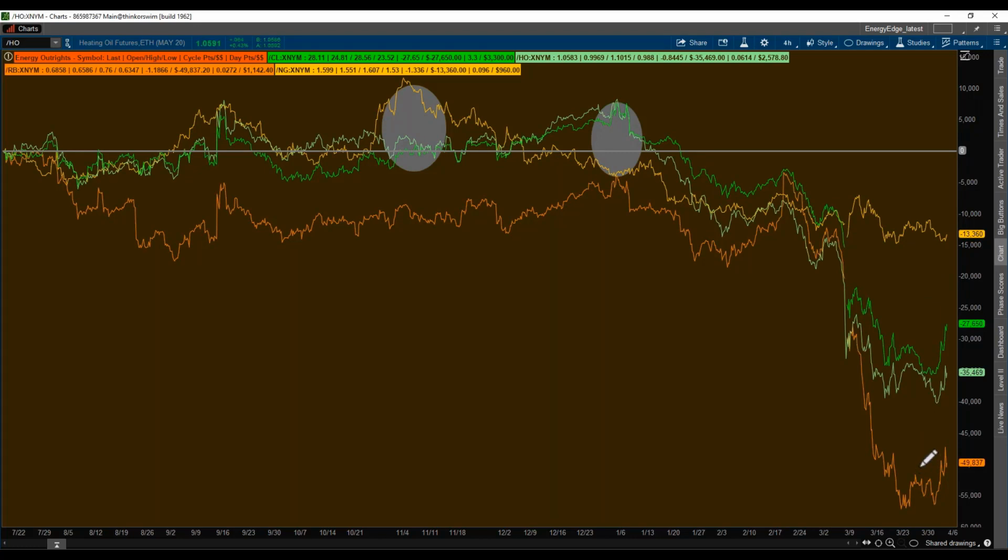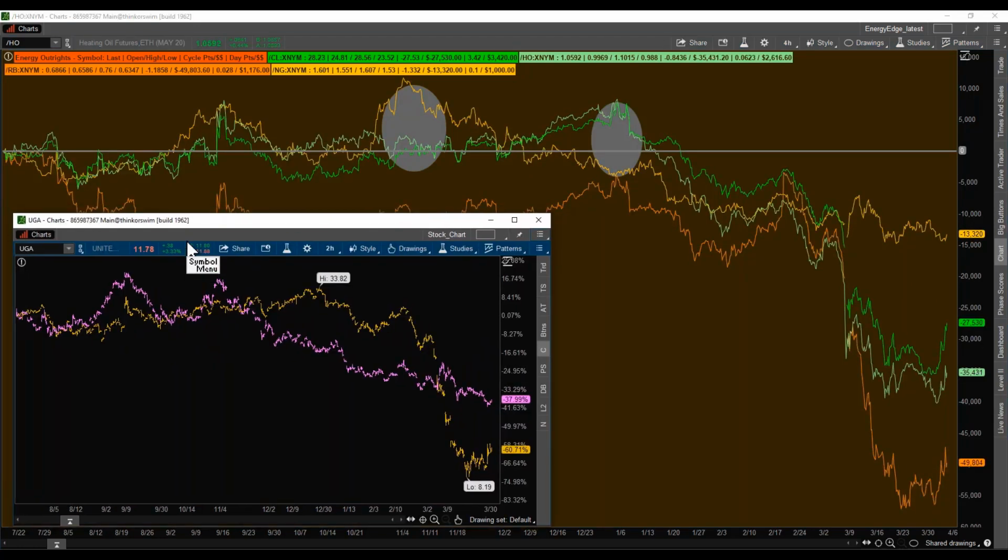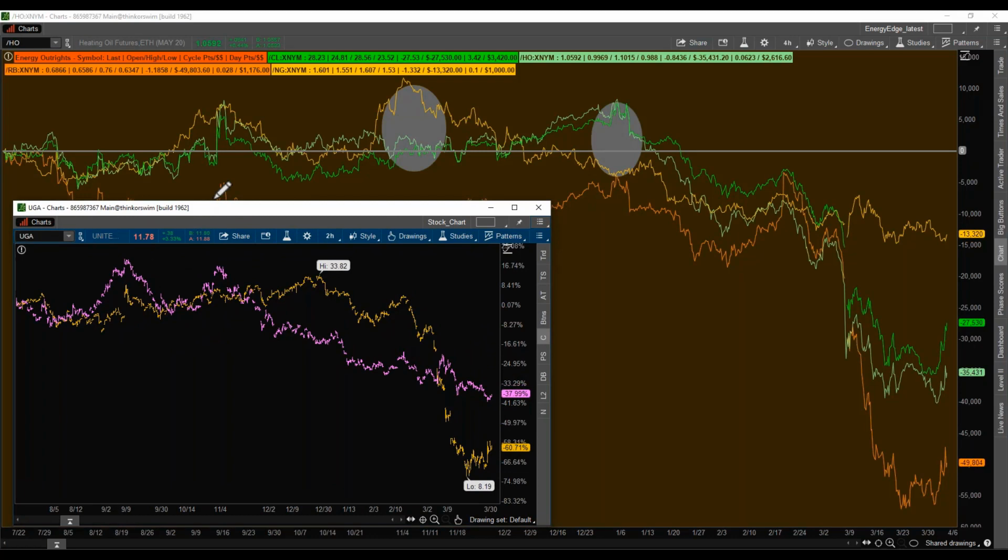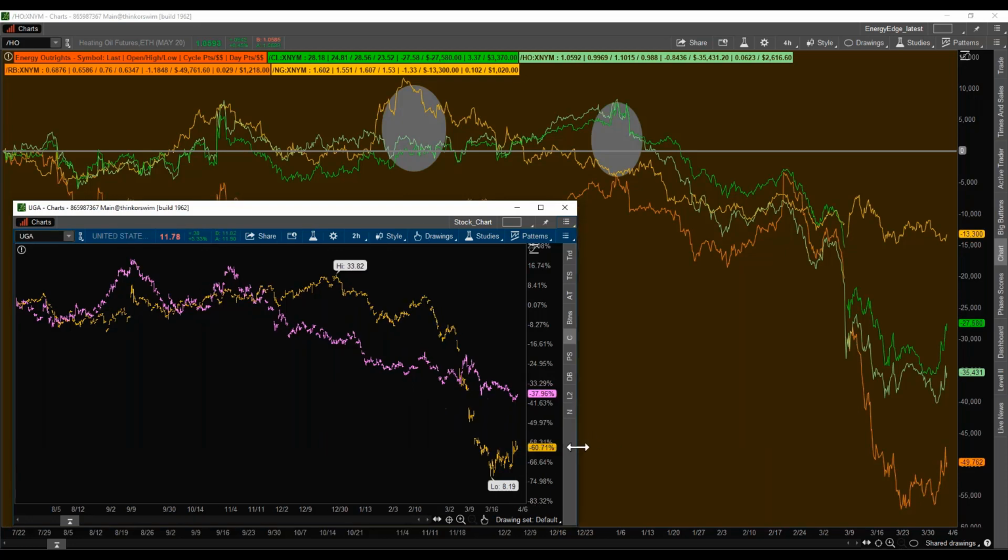So knowing that, we could start backing into a different trade, okay? I shared this in the coaching room earlier. Instead of doing the futures, we could do the same exact trade with ETFs, okay? So with ETFs, I just put UGA, which is an RBOB, a gasoline ETF, and then UNG, which is a natural gas ETF.